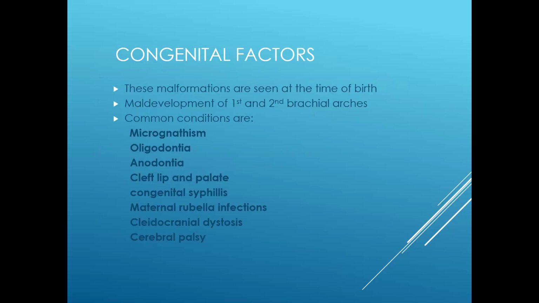The second factor in the general category is congenital factors. These are malocclusions which are seen at the time of birth, and are due to the maldevelopment of first and second branchial arches. Common conditions are micrognathism, oligodontia, anodontia, cleft lip and palate, congenital syphilis, maternal rubella infections, cleidocranial dysostosis, and cerebral palsy.